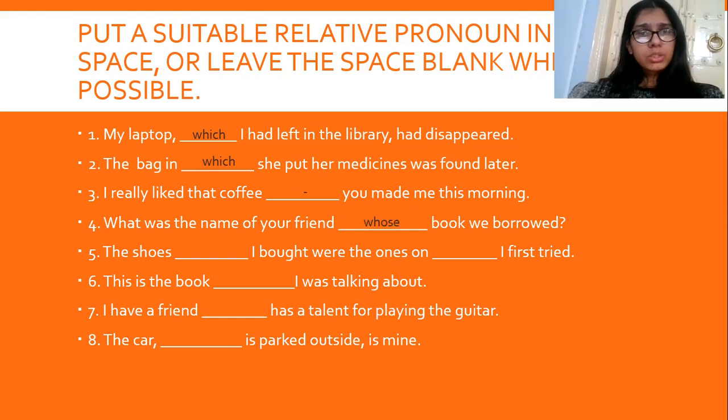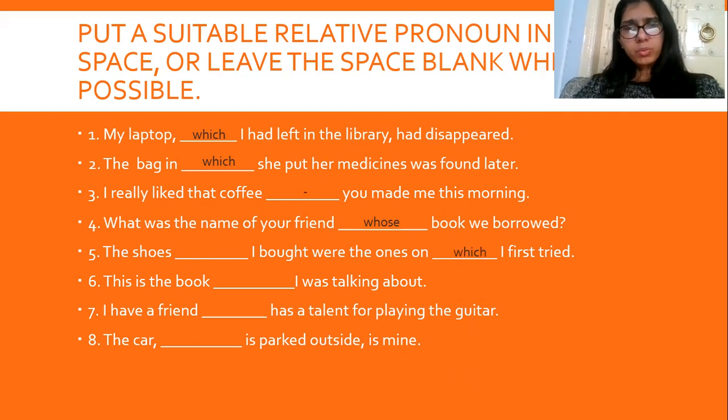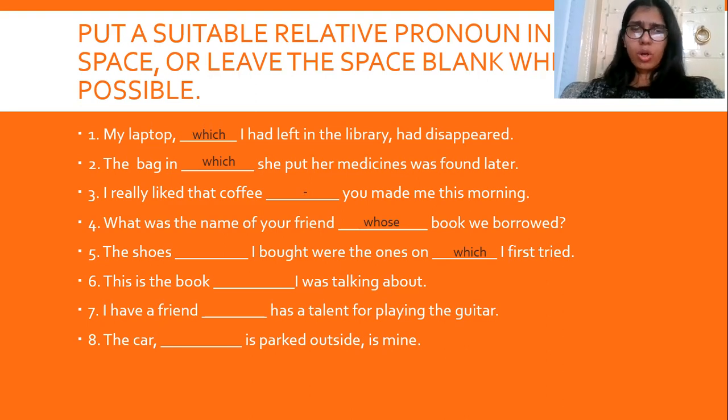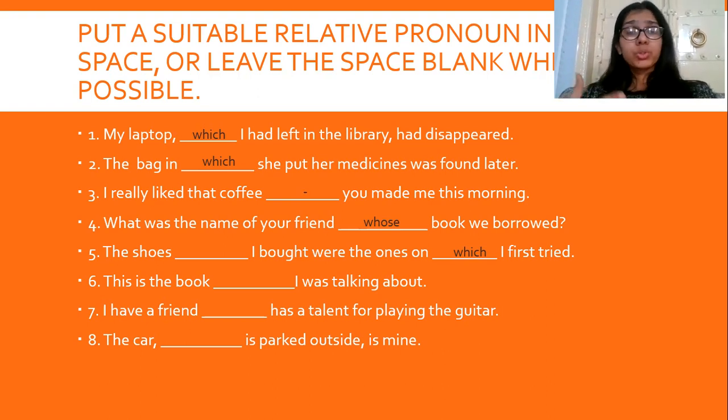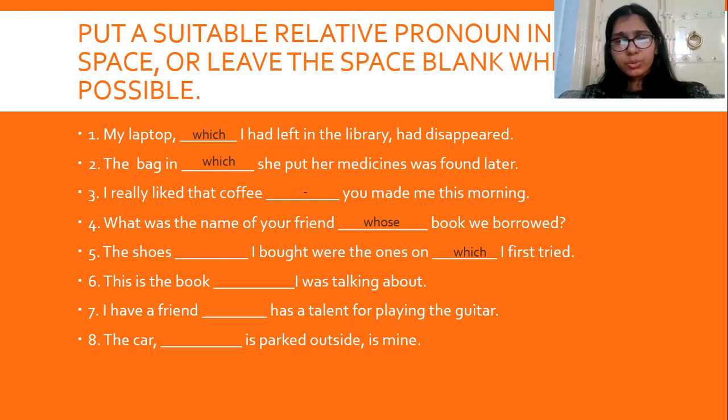Okay. The shoes dash I bought were the ones on dash I first tried. The shoes I bought were the ones on which I first tried. No, the shoes I bought were the ones I first tried. The shoes are the object. We do not need to succeed it with any relative pronoun. The shoes which I bought were the shoes I bought, not which I bought, because the shoes I bought makes complete sense. The shoes is the object, right?